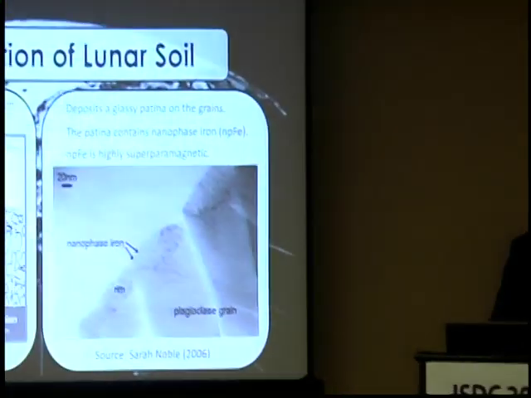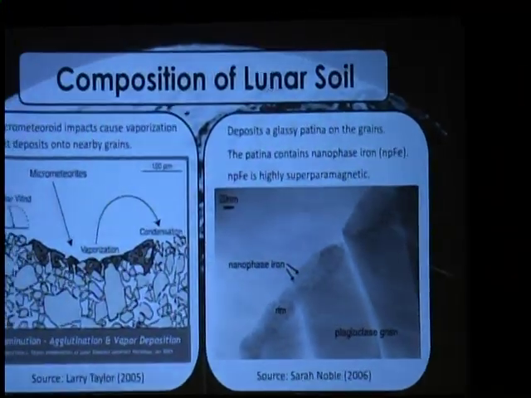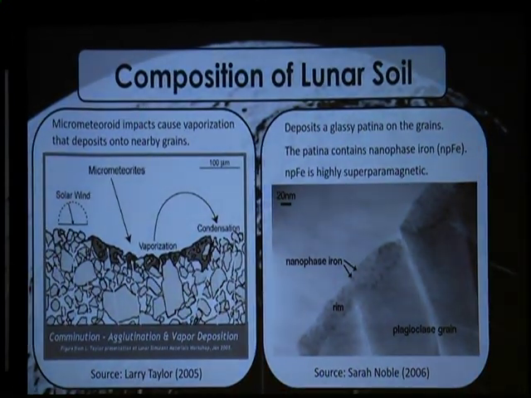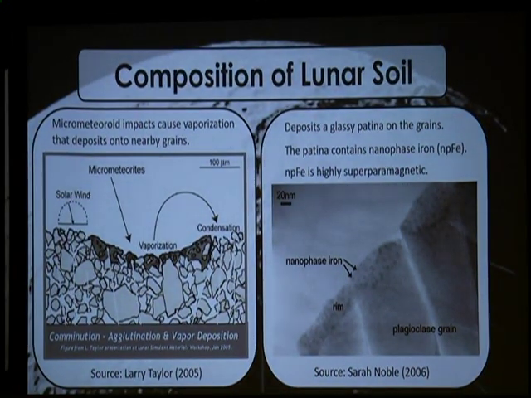One last thing I need to mention on the impact environment is that these micrometeorites are constantly vaporizing material, and that vapor deposits all over the surfaces of the grains. And so there's this glass coating on the sand grains. And inside that glass coating, the metal condenses into little tiny particles that are like 30 to 100 or 300 atoms wide.